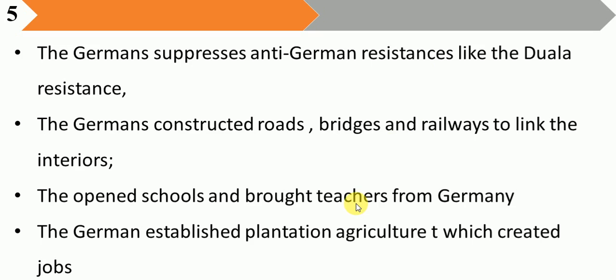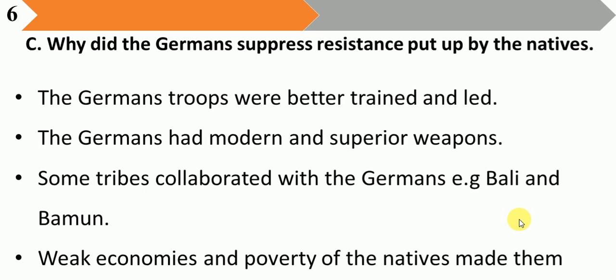After opening of schools, the Germans established plantation agriculture. Of course, this initiative, this scheme helped to create jobs and many Cameroonians became employed. Next, we are going to look at why the Germans suppressed resistance put up by the natives.